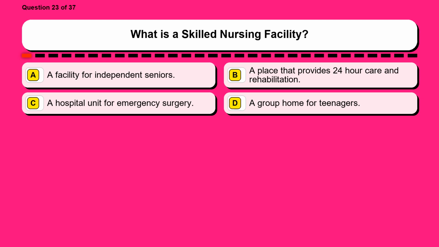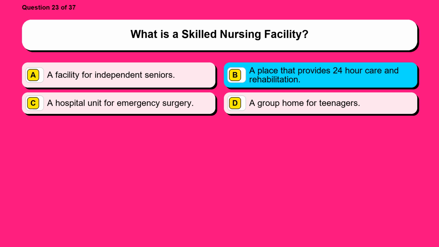Question 23. What is a skilled nursing facility? Option A, a facility for independent seniors. Option B, a place that provides 24-hour care and rehabilitation. Option C, a hospital unit for emergency surgery. Option D, a group home for teenagers.